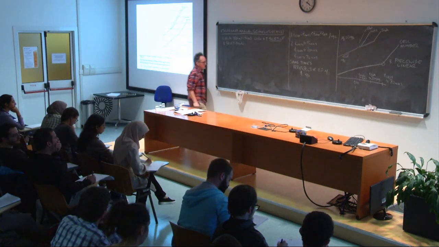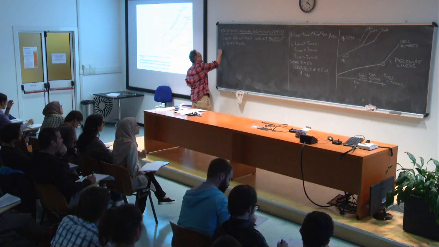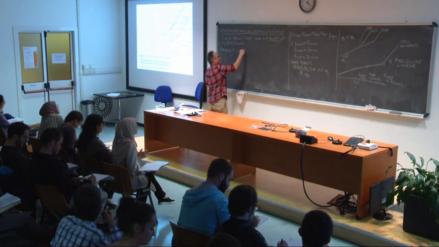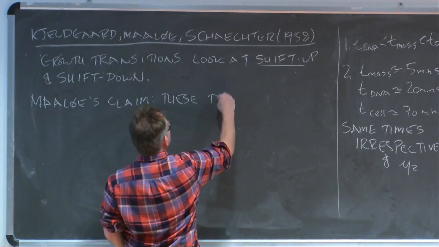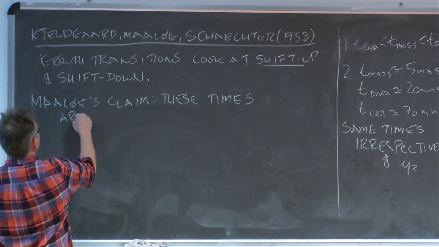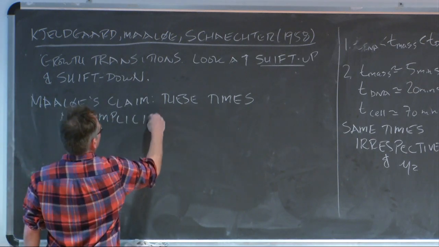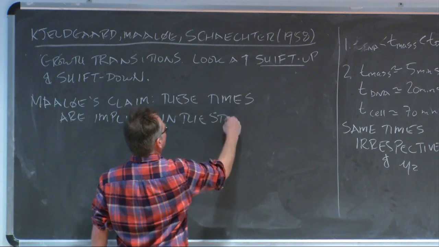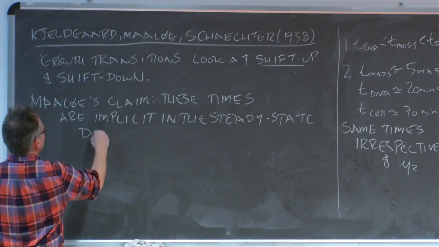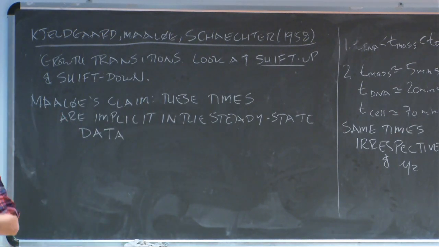Okay. And so Mola's claim, and this is just an example of how quantitative Mola was: these times are implicit in the steady state data. So those growth laws that I showed you at the beginning of the lecture, where they had the steady state, mass per cell, and so on, all of those relationships are buried in these timings, as I'll show you in a second.